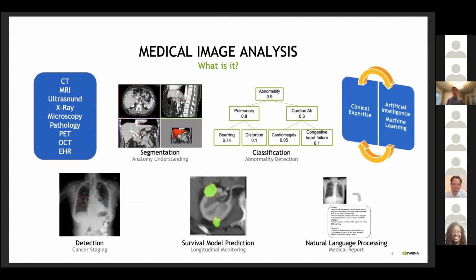We do have a lot of applications, like segmentation, classification, detection, and others in medical image analysis. The image modality could vary a lot, like CT, MRI, chest X-ray, as you can see on the list. The question we are trying to answer here is to find out the optimal relationship between the clinical expertise and the artificial intelligence.